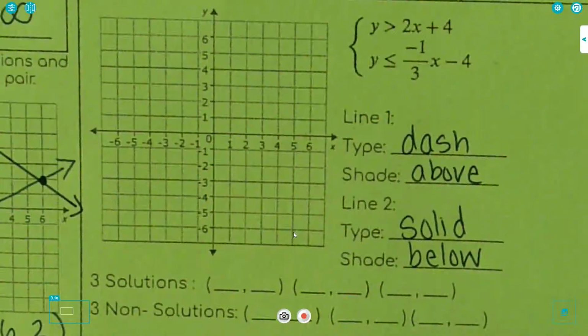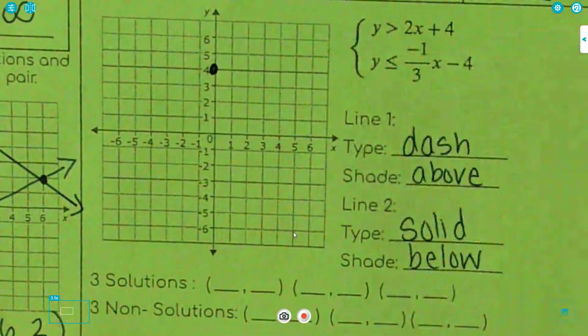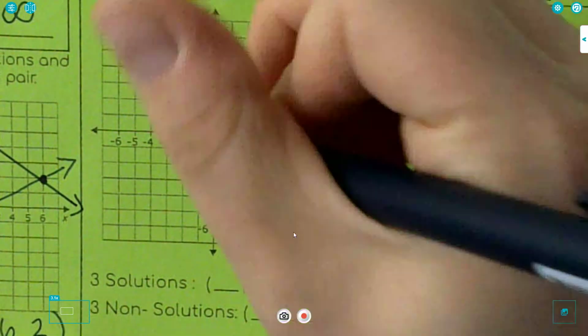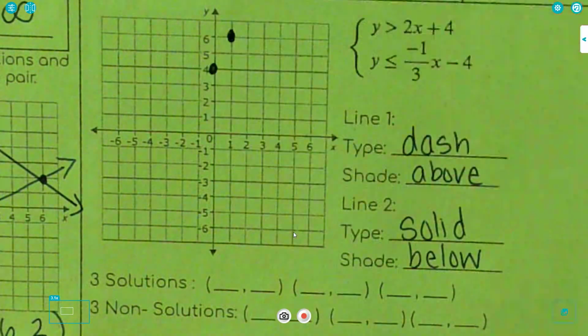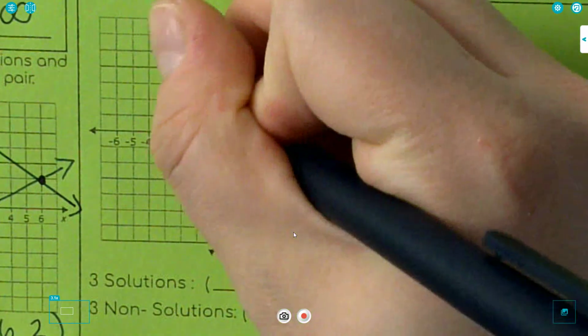Okay, so our first line is y is greater than 2x plus 4. So we're going to start at a y-intercept of 4. My slope is 2, so I go up 2, right 1. I need a bunch more points than that, so I can also go down and to the left. Down 2, left 1.